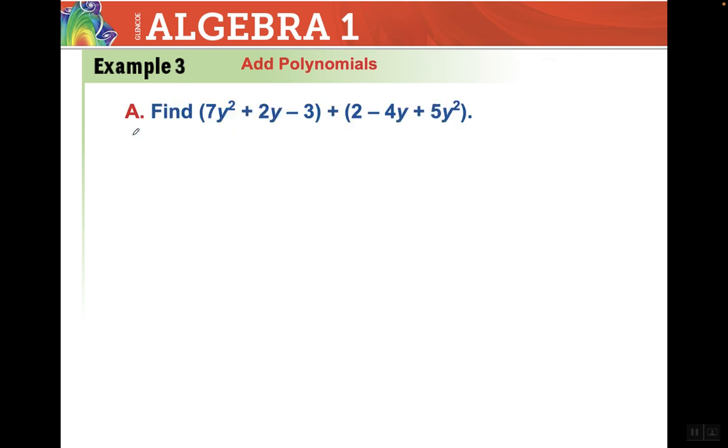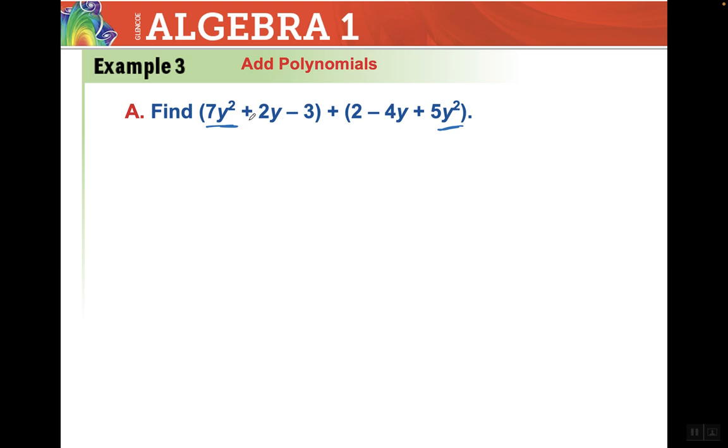All right, now we're going to add them. And adding them is really just combining like terms. So you don't actually need the parentheses. So you can just imagine them dropped. And you just find your like terms. Remember, like terms are the same variable to the same degree. So I usually start with the highest because then it's already in standard form when I start writing it.